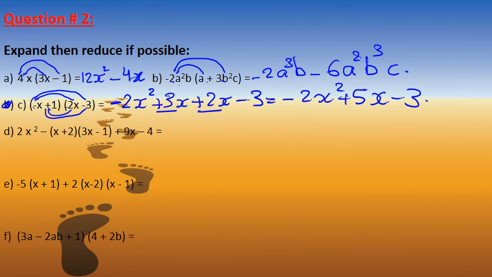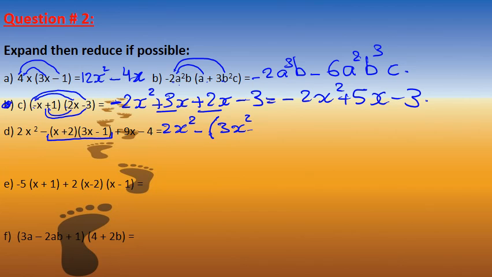Now here, we should get rid of these two parentheses as we've done before. So we write 2x squared minus, and we open parentheses. We write the parentheses here because before the parentheses we have minus. So x times 3x is 3x squared.